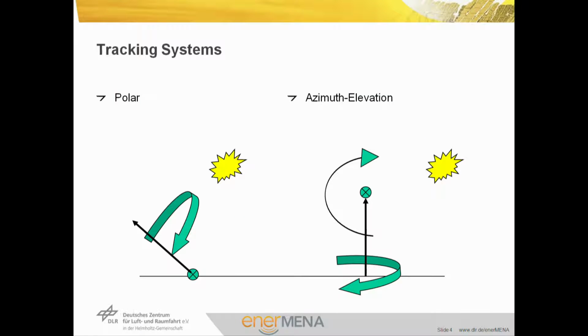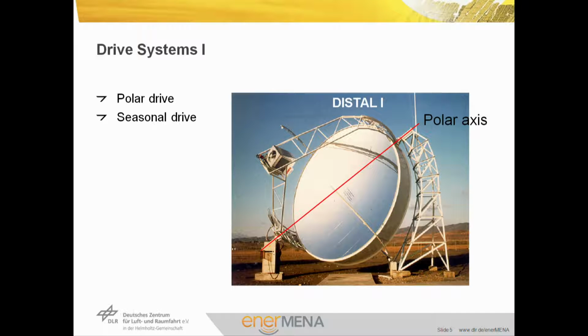In principle, there are two tracking systems available for tracking the sun. The first is a polar tracking system, which is composed of a rotation axis that has to be perpendicular to the sun's movement during the day. This axis has to be tilted during the seasons because, as you know, the sun in summer is higher than in winter time. The second possibility is a so-called azimuth elevation tracking system. Here we have a more complex movement with one rotation axis perpendicular to the surface and another axis that is tilting the concentrator upwards.